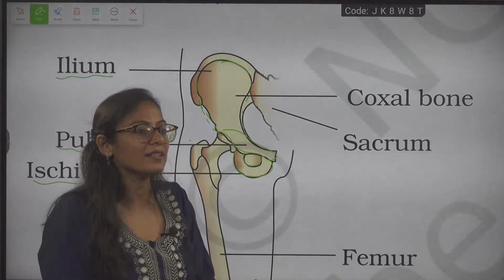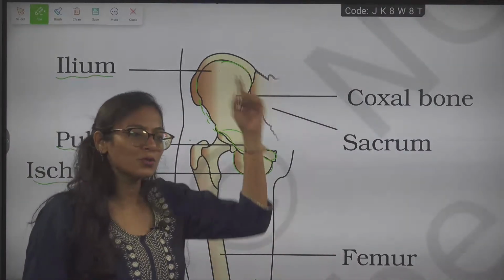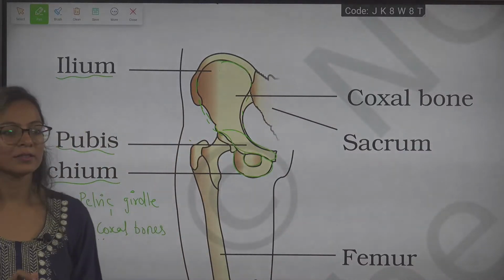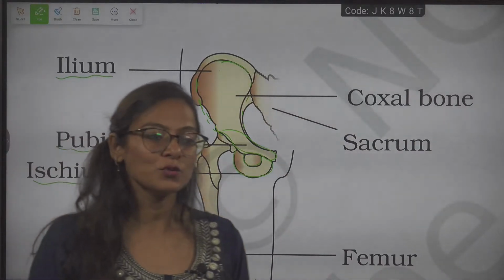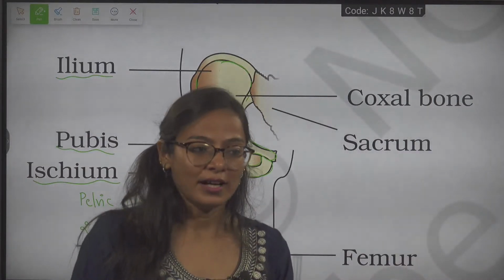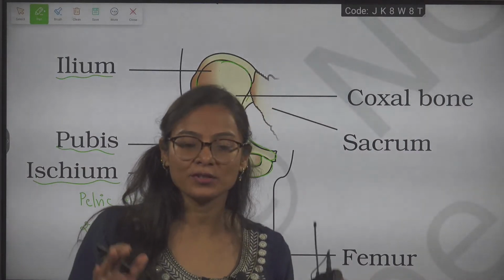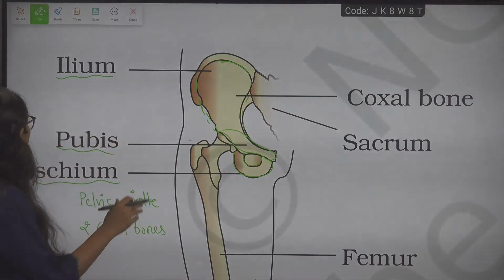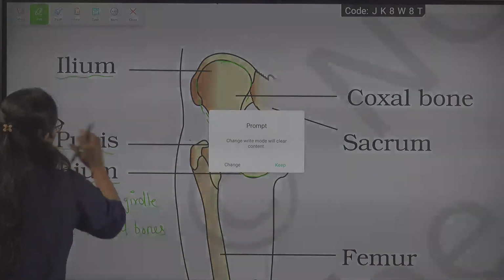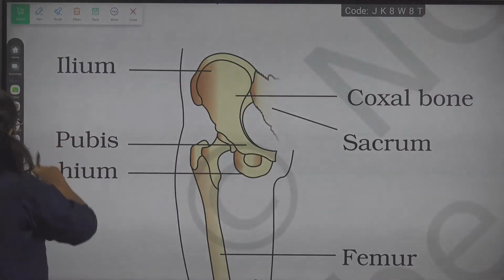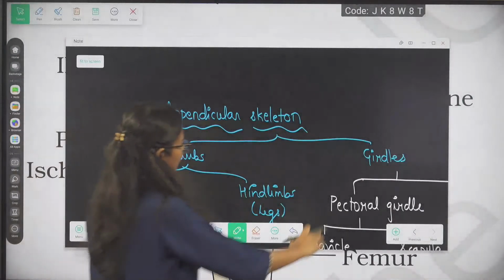So now adding two coxal bones to the count of 204, how many bones we get in total? Yes, 206. So adult humans, we have 206 bones, and now along with the location we have seen the name of all those bones. Yes, so let's add this to our list and complete the list, right?